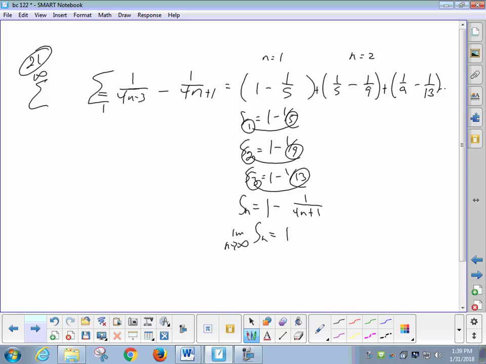22 is still a question. Yes. Okay, so 22, it says, does it converge or diverge? If it converges, find its value. That won't always be the case, but in this case it is.